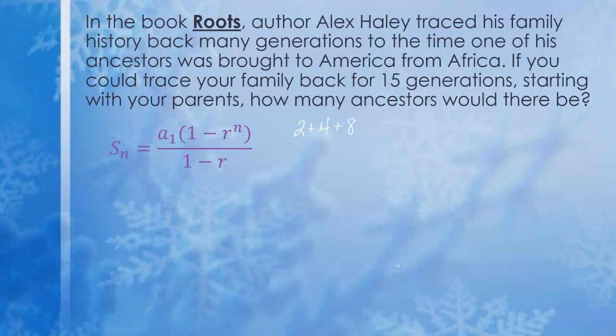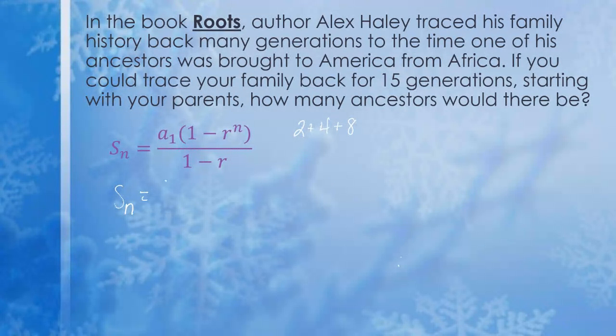So think about this. Each time you're multiplying by 2 because each of those people in that generation had 2 parents that were their ancestors. And we can kind of go back and back and back. Now we could just keep going till we get to 15. But let's try using this formula, okay? Because then we'd have to also add all of those terms together.